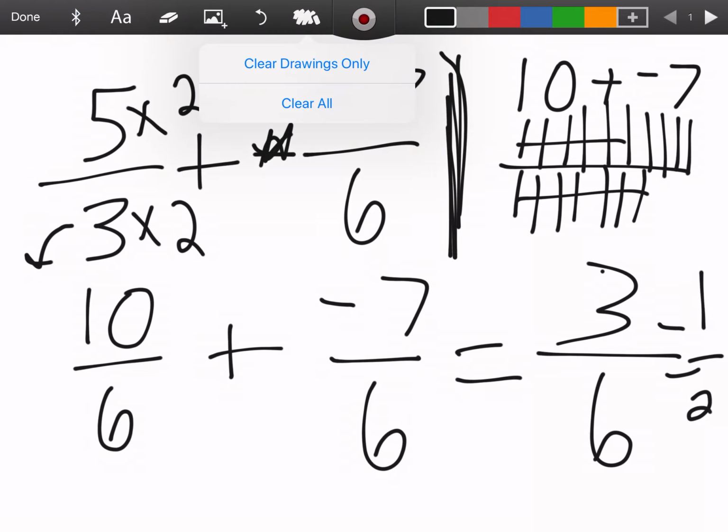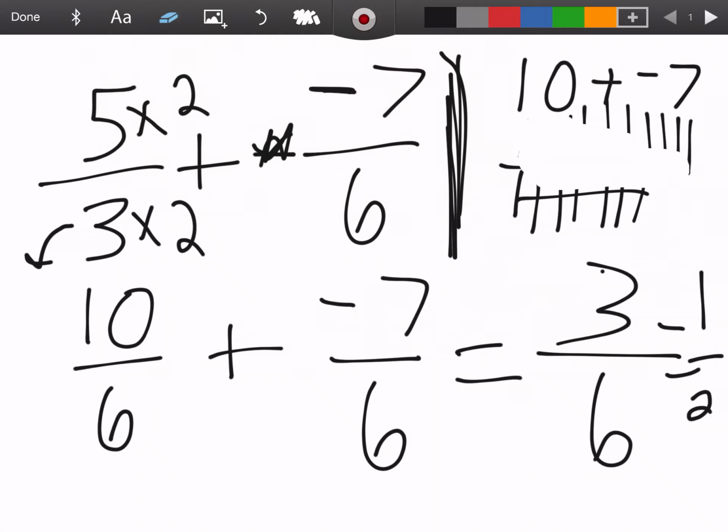All right. Another way to look at this part right here is to look at this whole idea in the very top as 10 plus -7. You could see that as like money. So if I have $10 and I lose 7, then it's going to be 3 again. That's why I get 3/6.